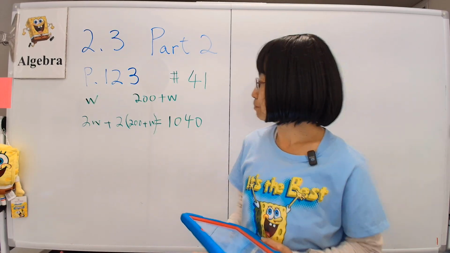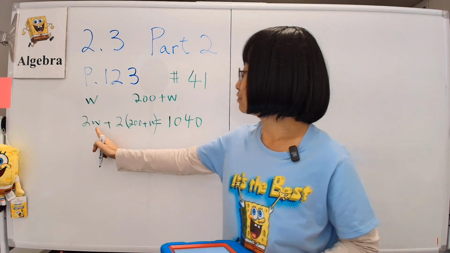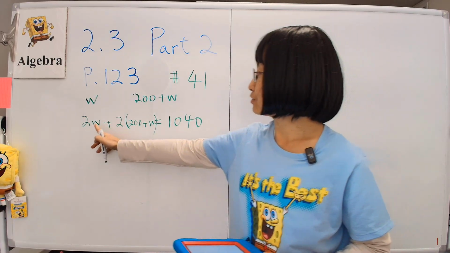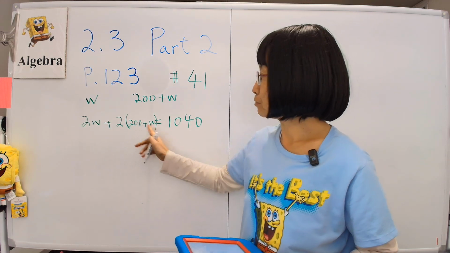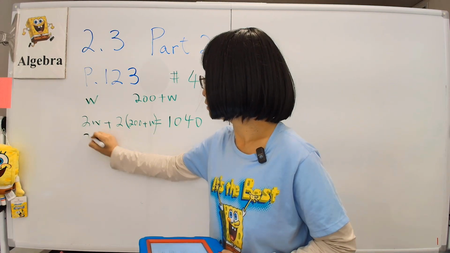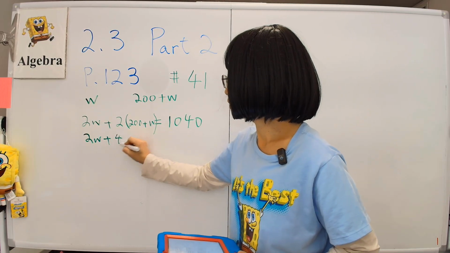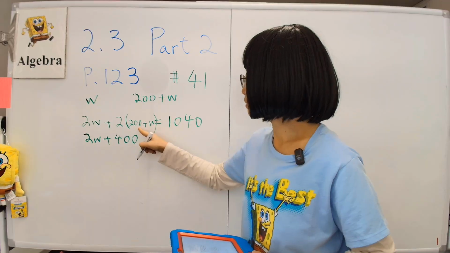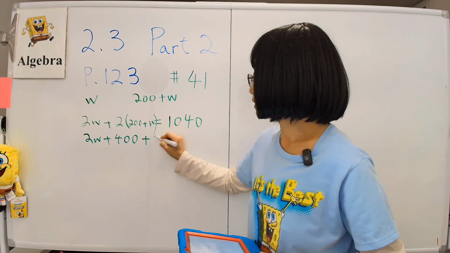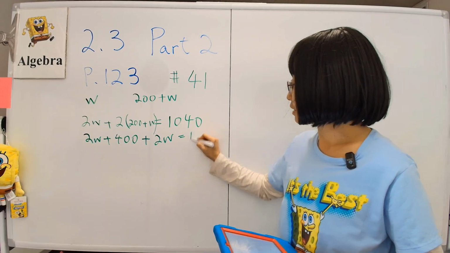I'm running a bit out of space there, but it should be good enough. So we have 2 widths, and there's 2 more widths here, and that would be 4 widths. But let's write it out first and not get ahead of myself. Let's multiply this out. 2 times 200 is 400, plus 2 times W is another 2W. That is going to be equal to 1040.